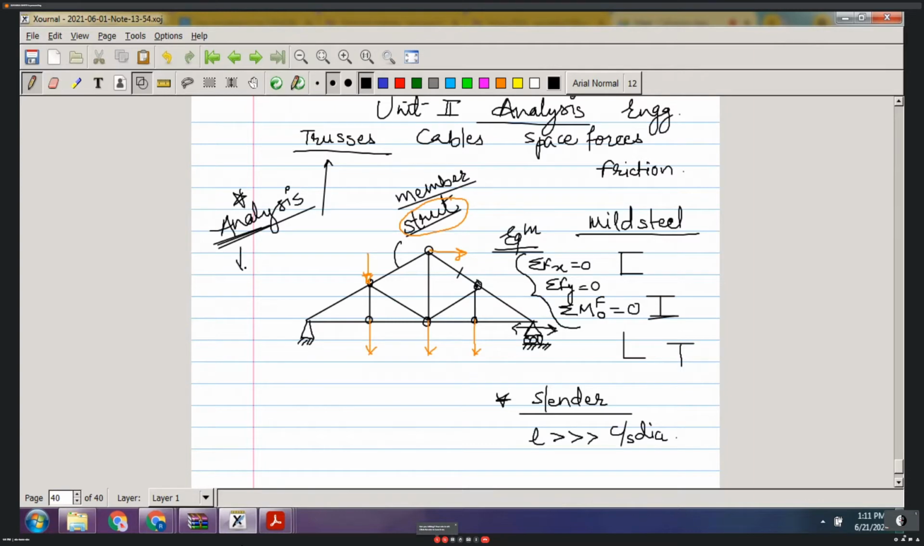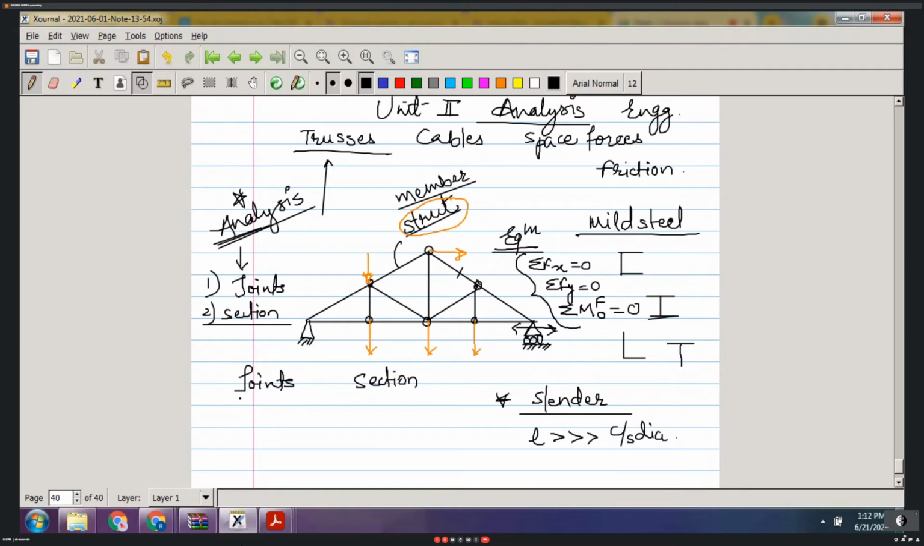Your analysis can be done by using two methods. First is method of joints and second is method of section. Now one by one we are going to solve problems for method of joints as well as method of section. Let me explain the basic difference between method of joints and method of section. Now because of the action of external loads, analysis means we are going to find out what will be the internal force created in these members. That is nothing but analysis.